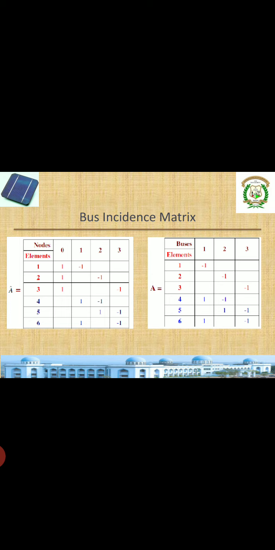Coming to the fourth row, 1 and minus 1 are there, the sum is already 0, so there is no need to add anything, and the element of the 0th node will be 0. Same thing for the 5th and 6th rows. There is no need to add anything, just put 0. We will get back the A cap matrix.